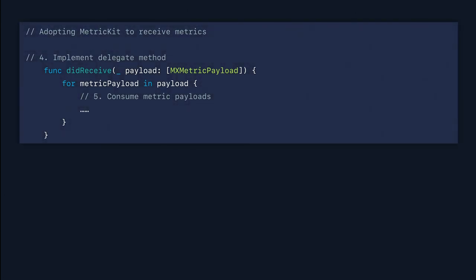Finally, as a developer, you have to implement a delegate method called didReceive. This method is invoked whenever there is a metric payload to be delivered to your application on device. And it's up to you to take any actions once you receive this payload on device. For example, you can choose to save it to a file, or you can also upload to your server so you can collect this from the field from multiple users.